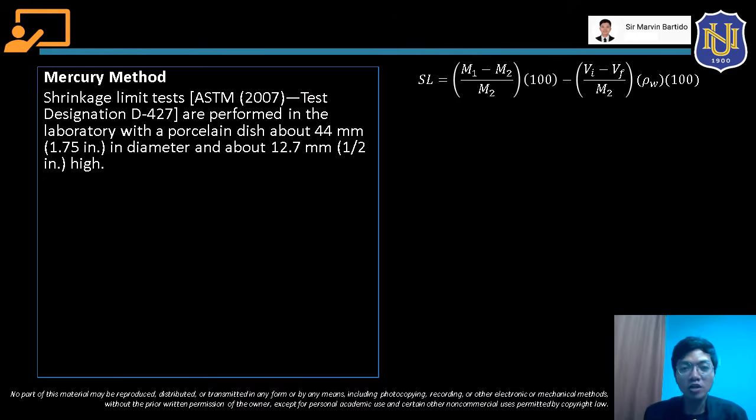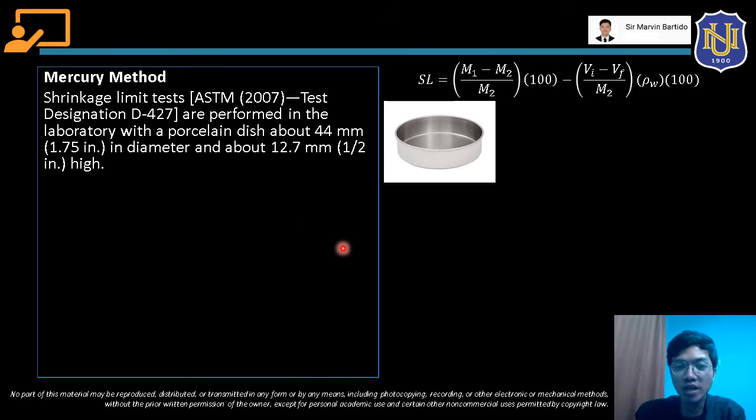Okay, so the mercury method, class, this is in accordance with ASTM test designation D-427. So here, shrinkage limit tests are performed in the laboratory with a porcelain dish about 44 mm in diameter and about 12.7 mm high. So ito, class, yung example ng porcelain dish or shrinkage limit dish na ginagamit natin for this test.